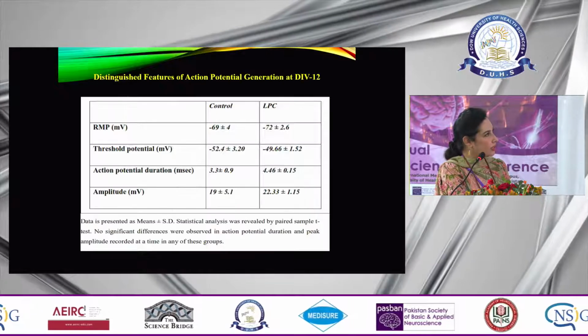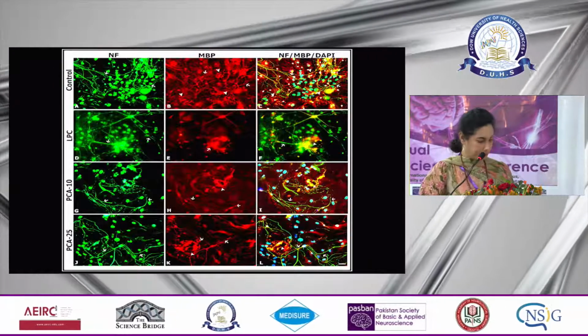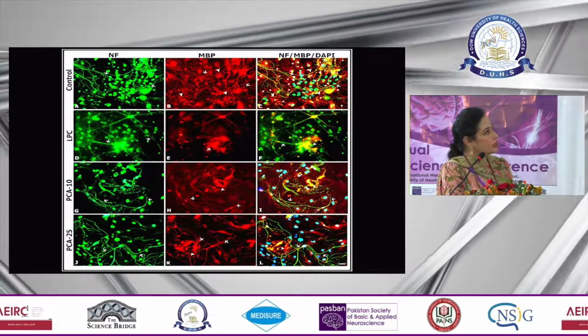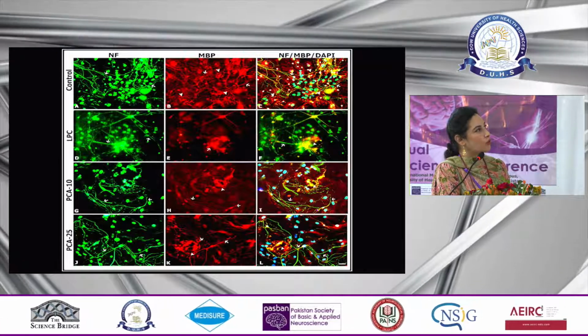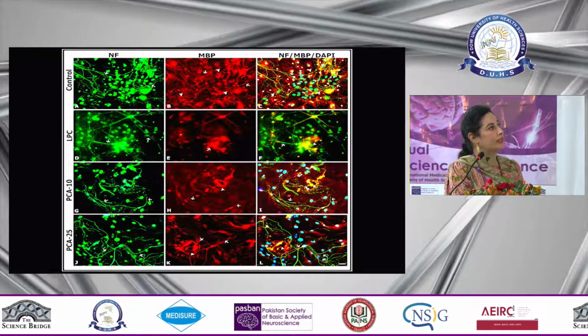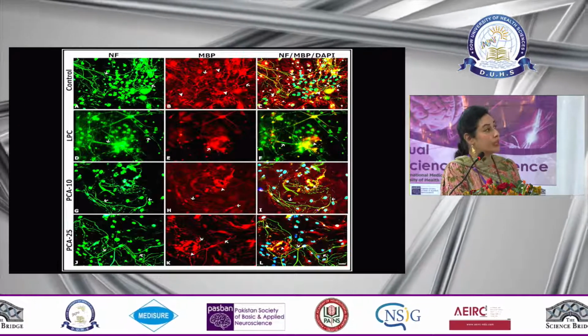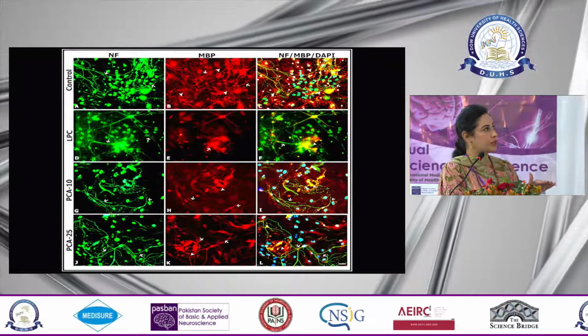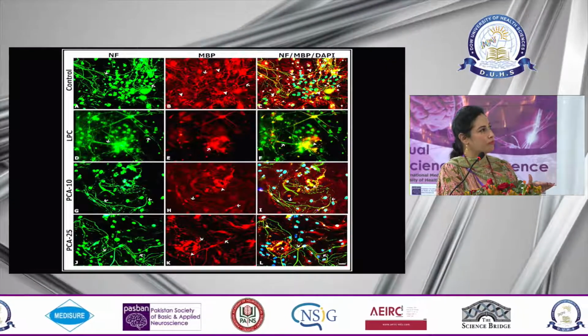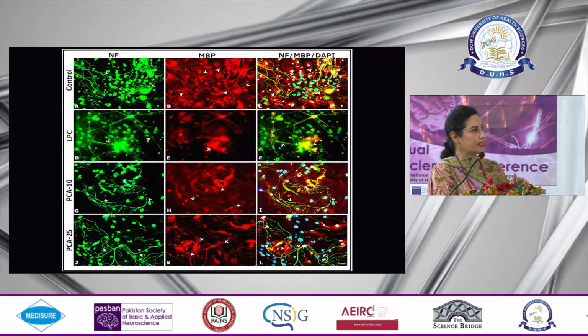Now this is the control, this is neurofilament. If you see the co-expression, in the control we see the co-expression of neurites with myelin. Myelin is abundantly present, and the expression of myelin on the neurites is there.